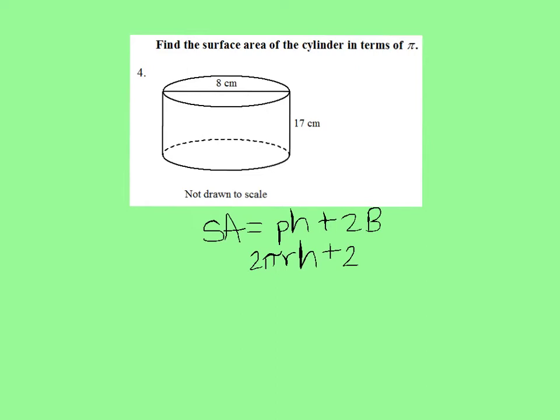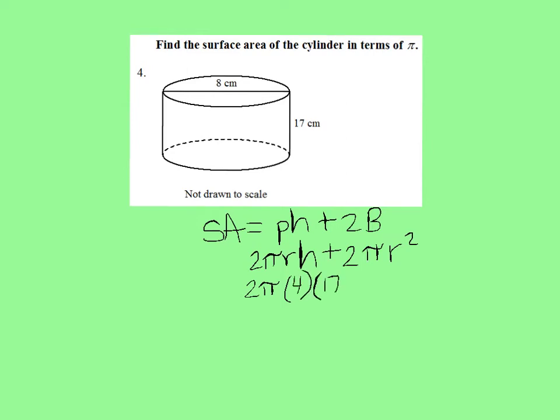B stands for area of the base, and the area of a circle is found by pi r squared. So this is our more specific surface area formula for a cylinder. So plugging in what we know, we have 2 times pi. Our radius is going to be half of this diameter. We know this is a diameter because it shows us the whole line. If it only showed us half the line, then we would know it was radius. So half of 8 is 4.